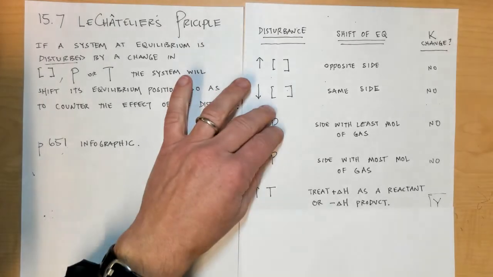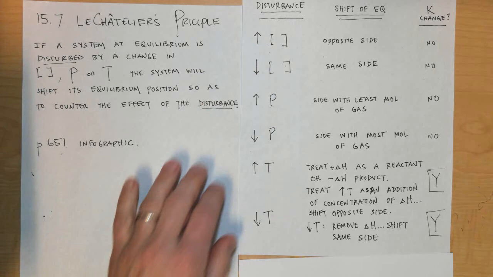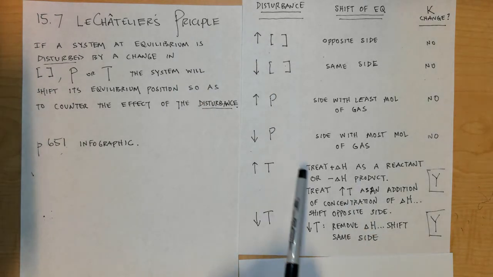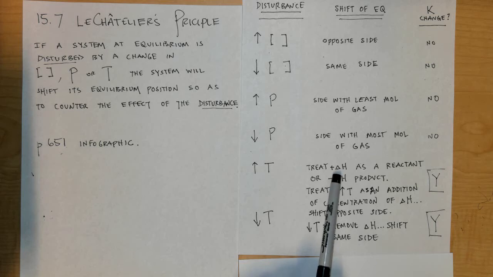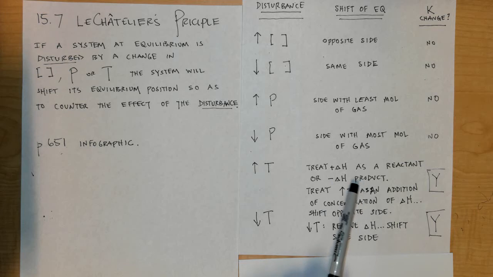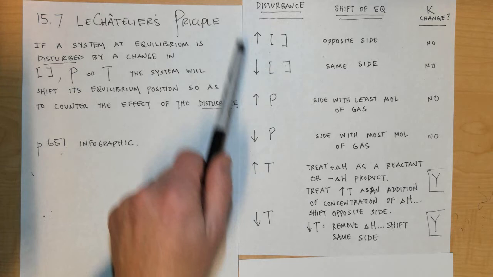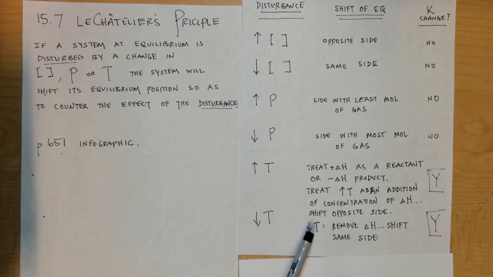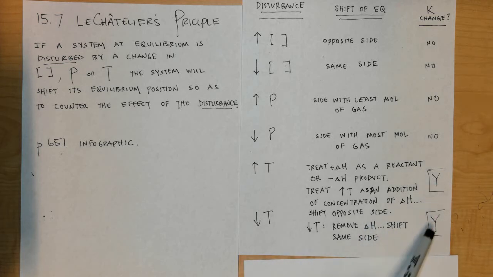If you increase the temperature or decrease the temperature, here's the trick to identifying these. First of all, treat the enthalpy, if it's positive, as a reactant, or treat the negative enthalpy, exothermic, as a product. Write the word heat in the reaction. Treat an increase in temperature as an addition of a concentration of this delta H, and then shift to the opposite side. So treat it just like a concentration, but you have to write the word heat in the correct place. If you decrease the temperature, remove the delta H and shift to the same side. That's an example for you. And these are the only ones that change K.